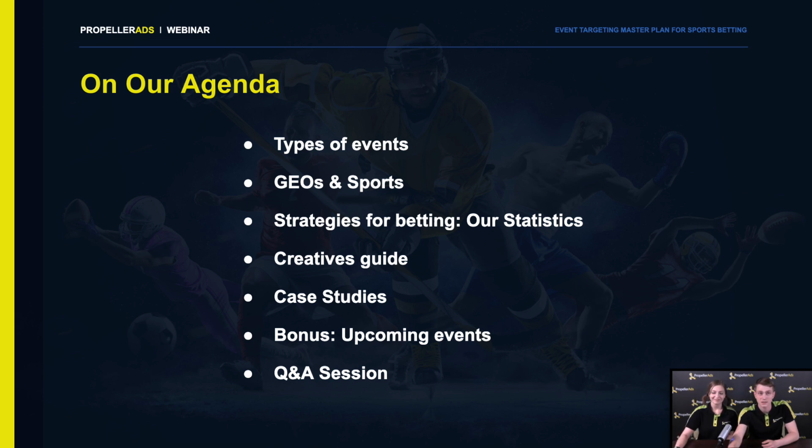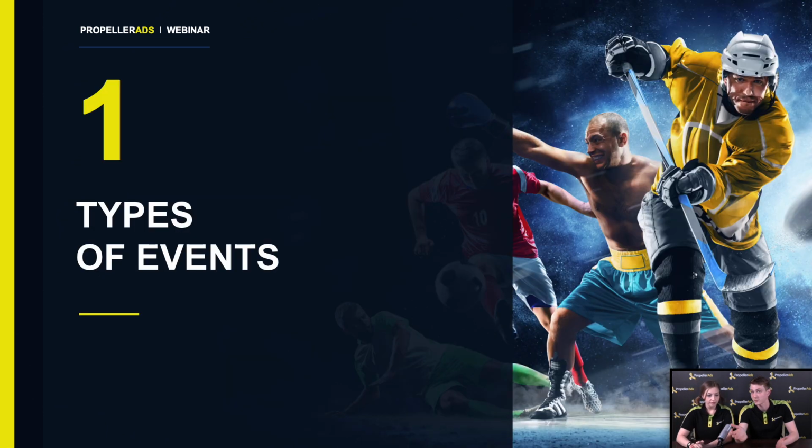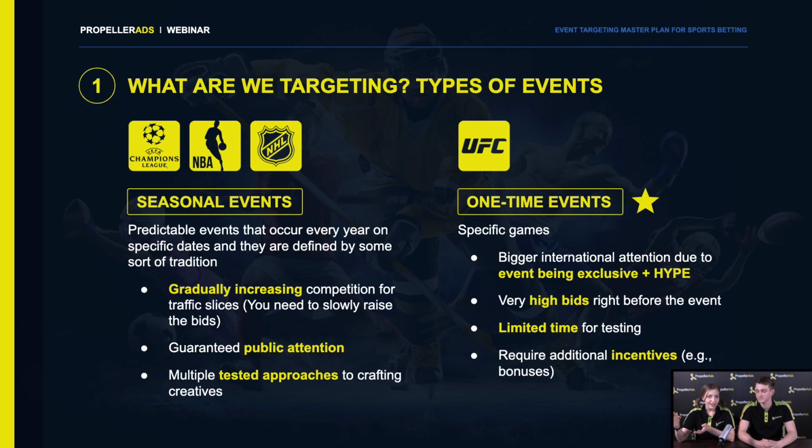Let's start. The first thing we are going to discuss is types of events. In this case, we have two: seasonal ones and one-time events. Seasonal events are those that occur every year, as the name implies, by season. They are usually regional, played within a country, although some sports may have several countries involved. They are usually set to specific dates.